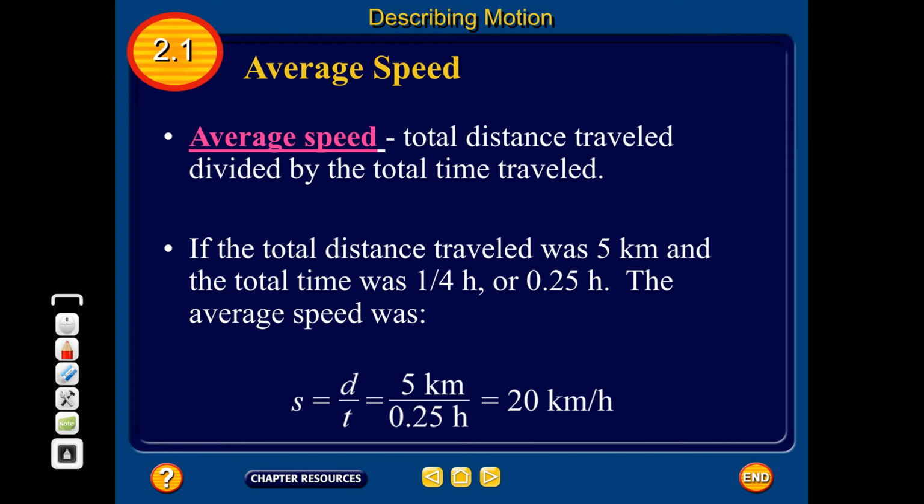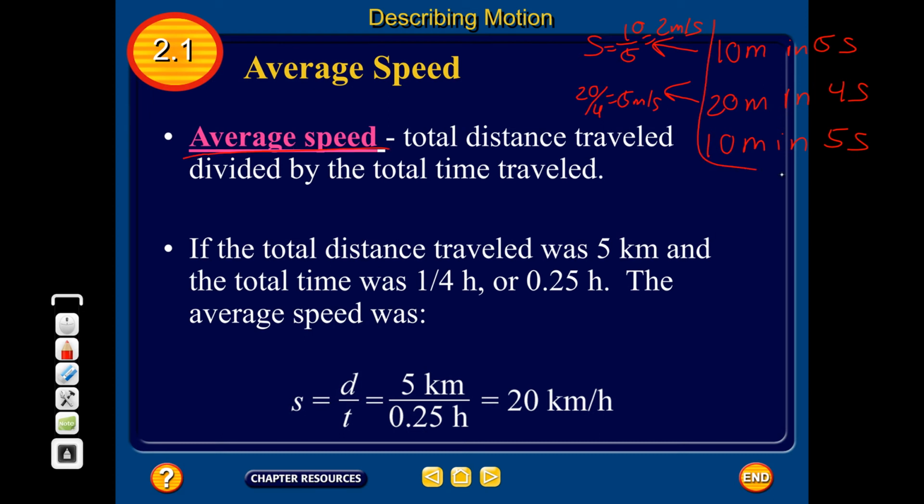The difference we sometimes run into is this: you go 10 meters in 5 seconds, then you go 20 meters in 4 seconds, and then you go 10 meters in 5 seconds. I could ask what my speed is right here: 10 divided by 5 is 2 meters per second. What's my speed right here: 20 divided by 4 is 5 meters per second, and so on. For the average speed, I add all the distances up, add all the times up, and divide. So this would be 40 divided by 14.